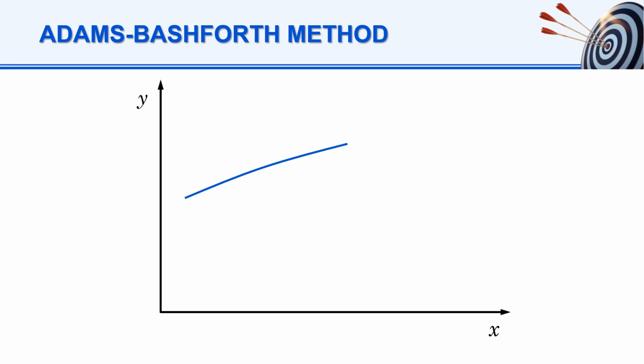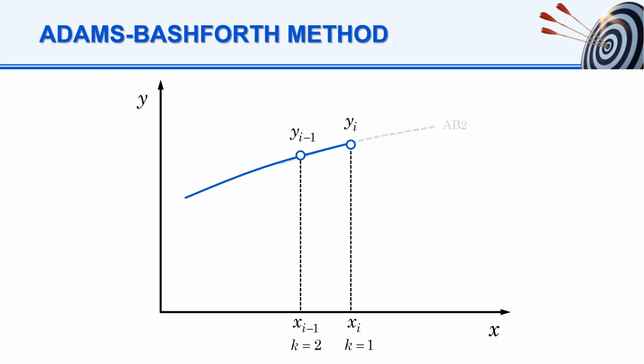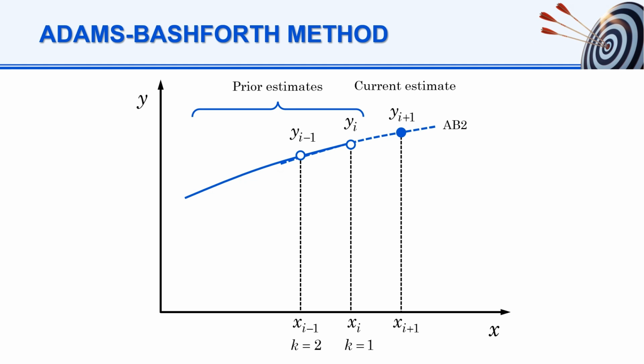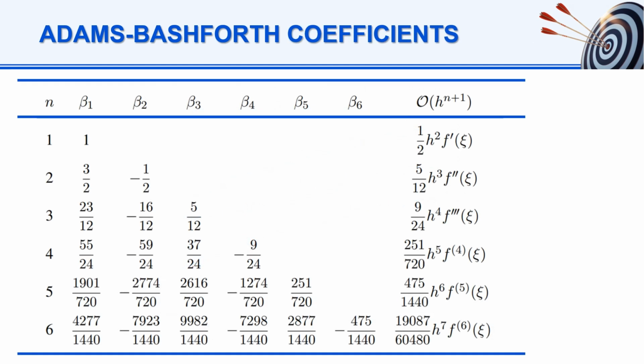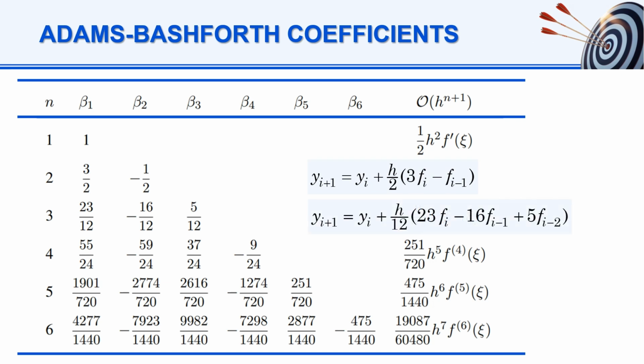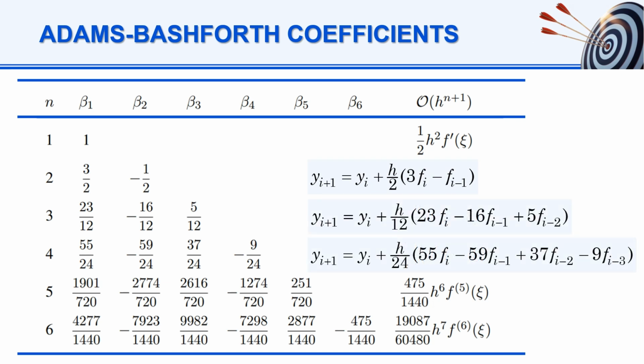In second-order Adams-Bashforth, as illustrated, two prior estimates are required. In third and fourth-order Adams-Bashforth, 3 and 4 prior estimates are required, respectively. The coefficients of the Adams-Bashforth method for orders 1 through 6 are presented along with the local truncation errors. The Adams-Bashforth formulas for the second, third, and fourth order are explicitly presented as shown.